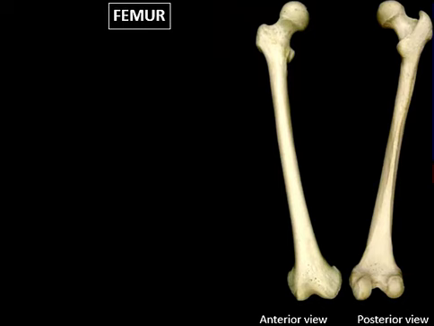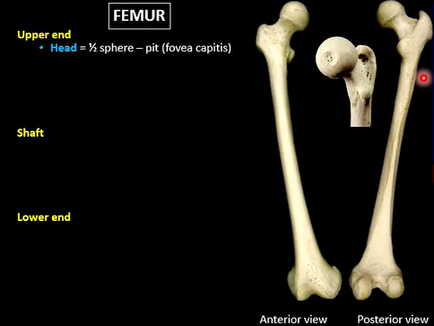Okay, the second bone is the femur. It's the longest bone in the body. As any long bone, it has an upper end, a lower end, and a shaft. Its upper end shows the following features. First of all, the head, which is about half a sphere or a little more. It fits very well in the acetabulum. That's why this joint is strong.